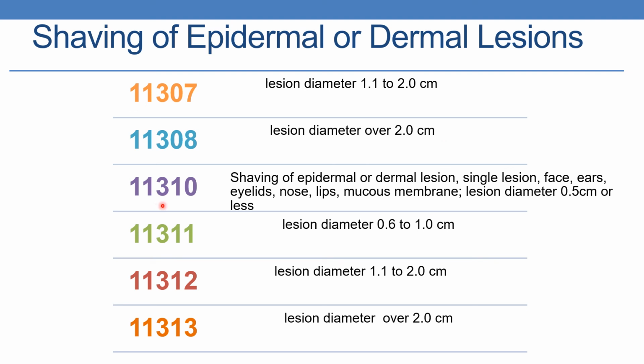And the next code is 11310. Shaving of epidermal or dermal lesion, single lesion, face, ears, eyelids, nose, lips, mucous membrane, lesion diameter 0.5 centimeters or less. The code 11311 is lesion diameter 0.6 to 1 centimeter. 11312 governs lesion diameter 1.1 to 2 centimeters. 11313 deals with lesion diameter over 2 centimeters.